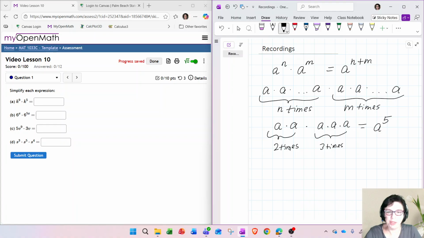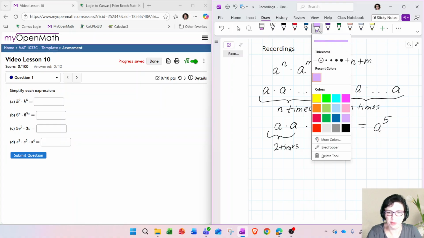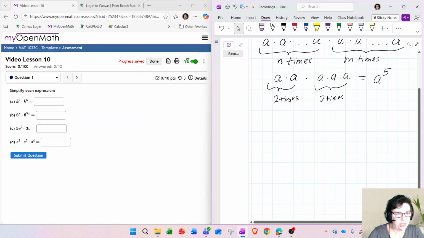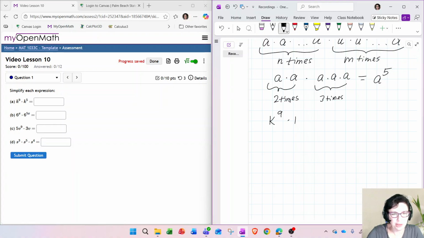Now, what is important here is to make sure that the base, what we call the base of the exponent, meaning this number right here, has to match. If it's not matching, then it's not going to work. All right. Let's take a look at the first example. We need to multiply k to the power 9 times k to the power 5.